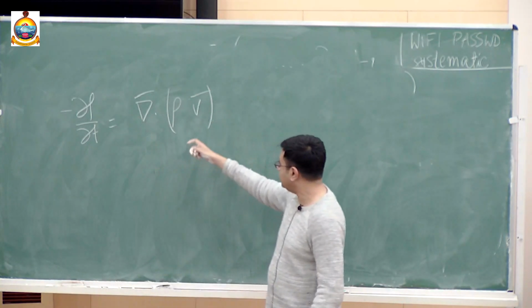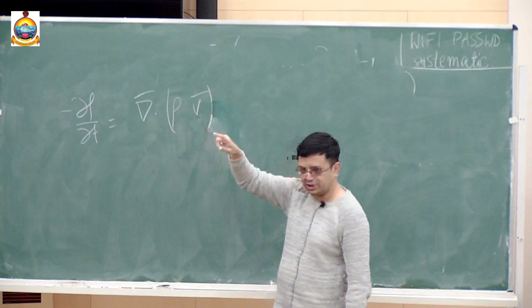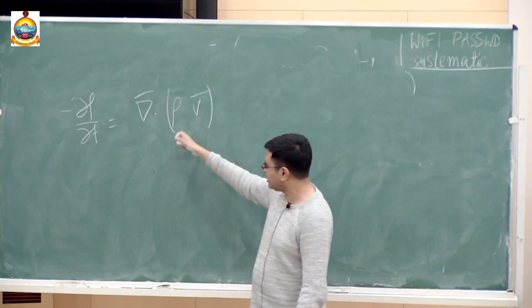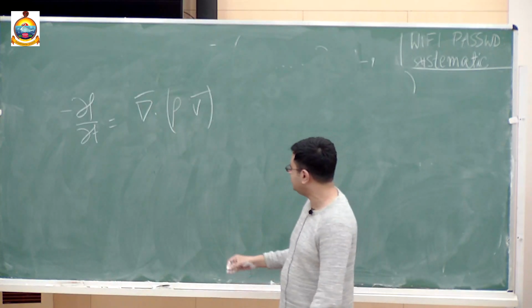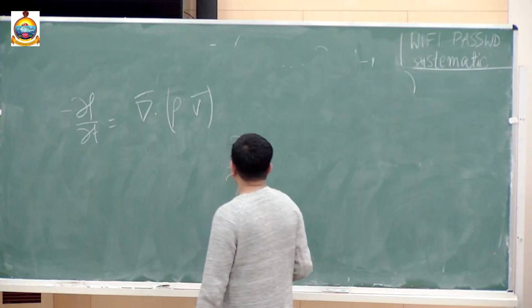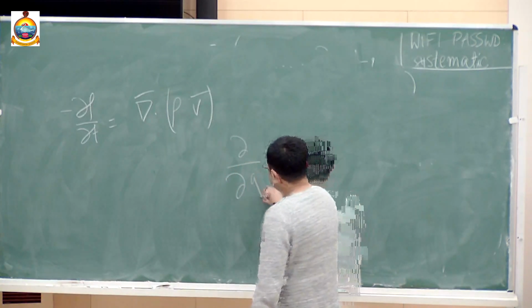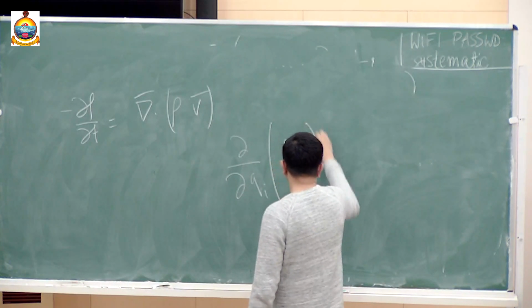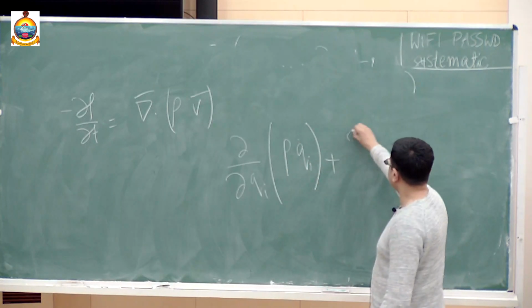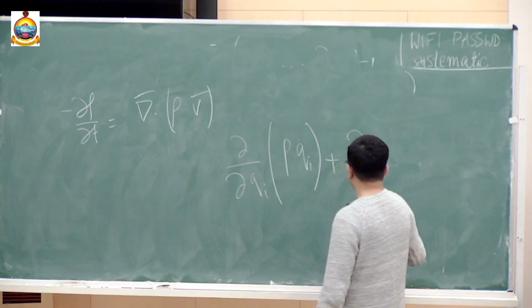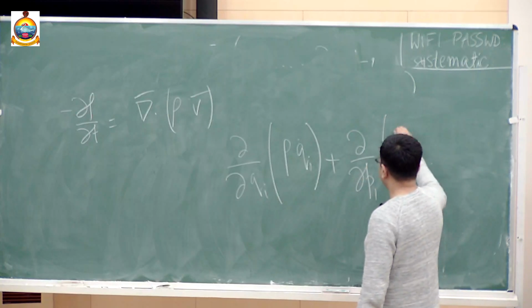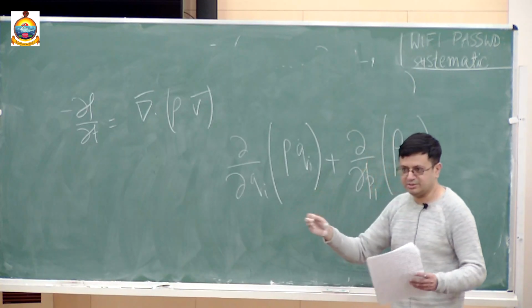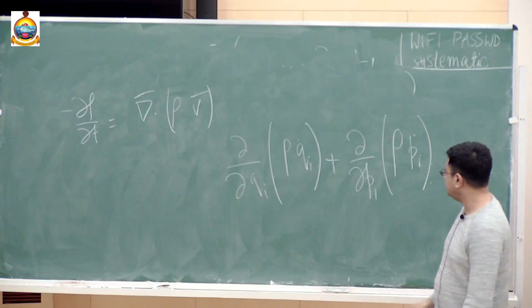So you will have terms like del q1 of rho times q1 dot plus del p1 of rho p1 dot. Let's look at this term in pairs, pairs of q's and p's. So a typical term will be del qi of rho qi dot plus del pi of rho pi dot, and there will be 3N such terms, one for every pair of q and p, right?